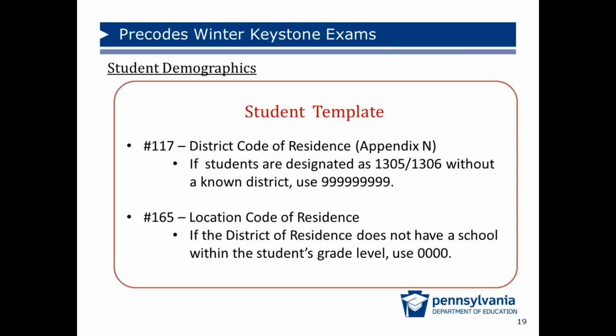Fields 117 and 165. Field 117 is the district code of residence, and it's listed in Appendix N in Volume 2. If the students are designated as 1305 or 1306, without a known district, you use the 9s. And in Field 165, location code of residence, if the district of residence doesn't have a school within the student's grade level, you use the quad zeros.